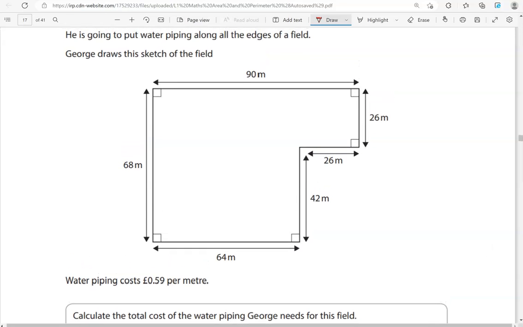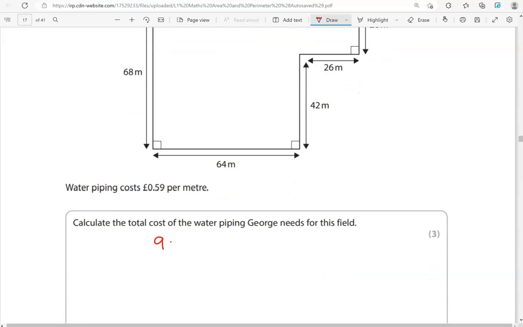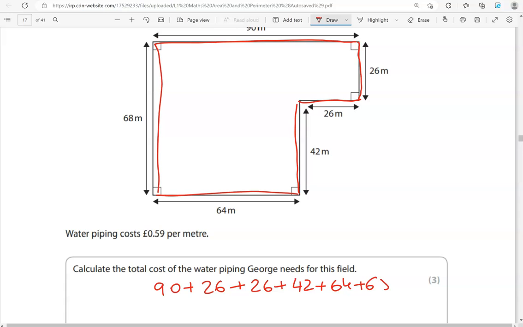So he's going to put water piping along all the edges of the field, which tells us we're going to need to work out the perimeter. So I'm going to add all the lengths together. We've got 90 meters, then 26 meters, then 26 again, 42 meters, 64 meters, and 68 meters.